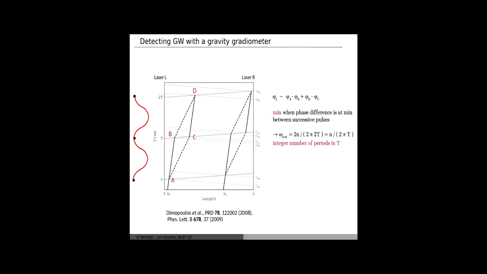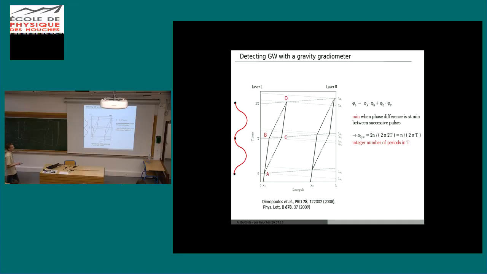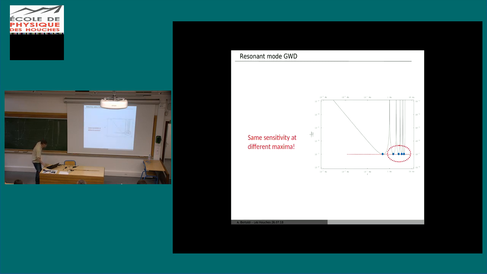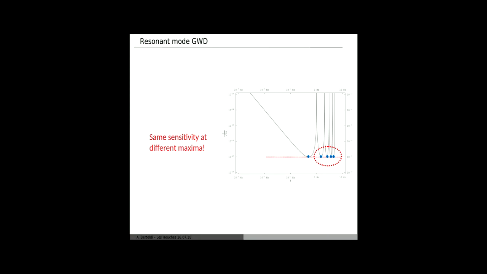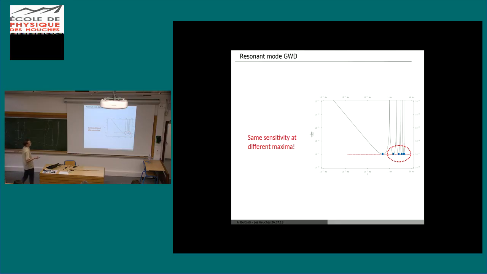The opposite happens if you have an integer number of periods in the T interval, because now when you sense this wiggling, you are always at the same position. Okay? And this explains the notches when you have 2 periods, 4 periods, and so on. So now if we consider the sensitivity that we have at the maximum point, it's always the same.